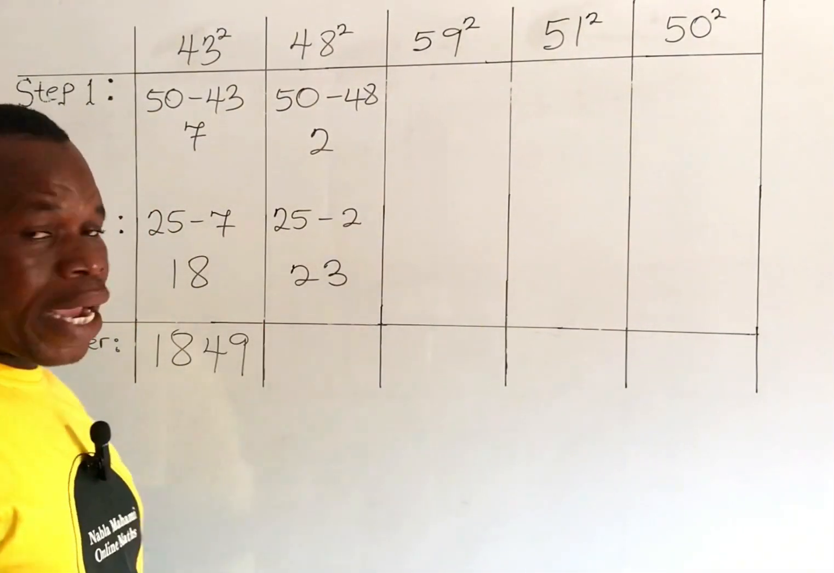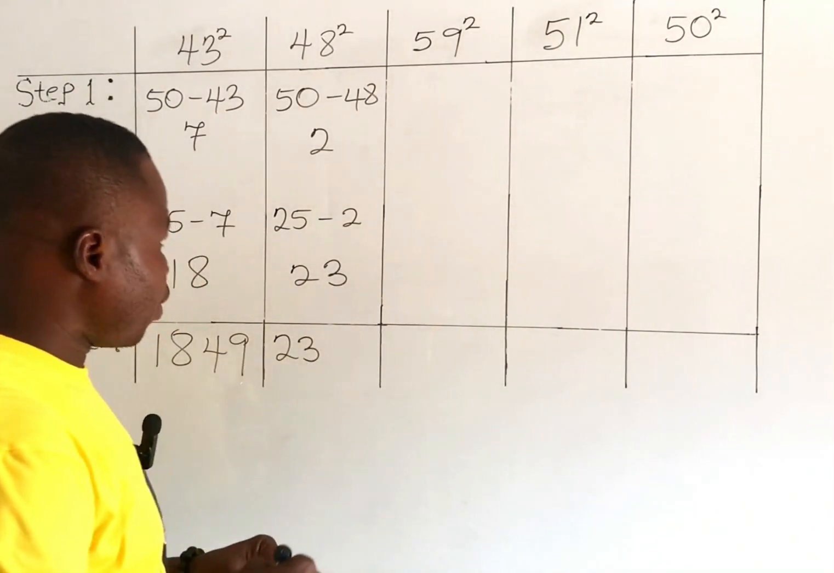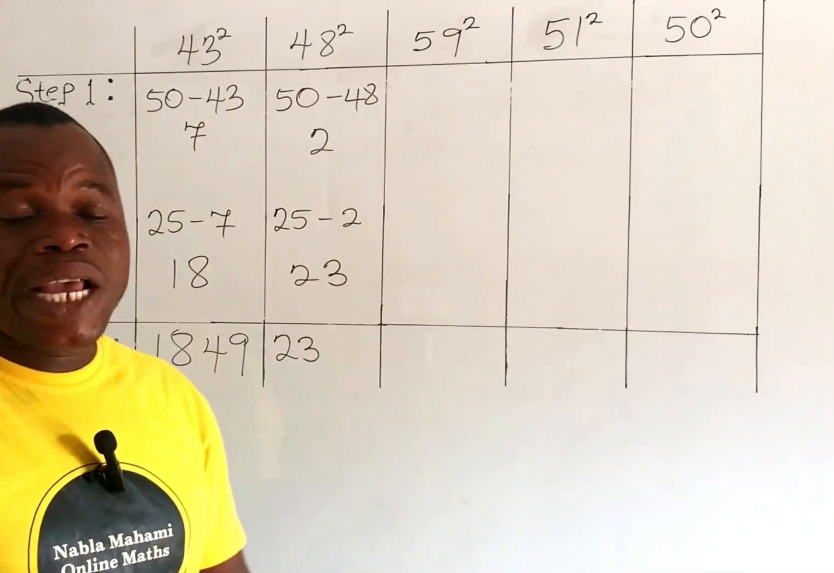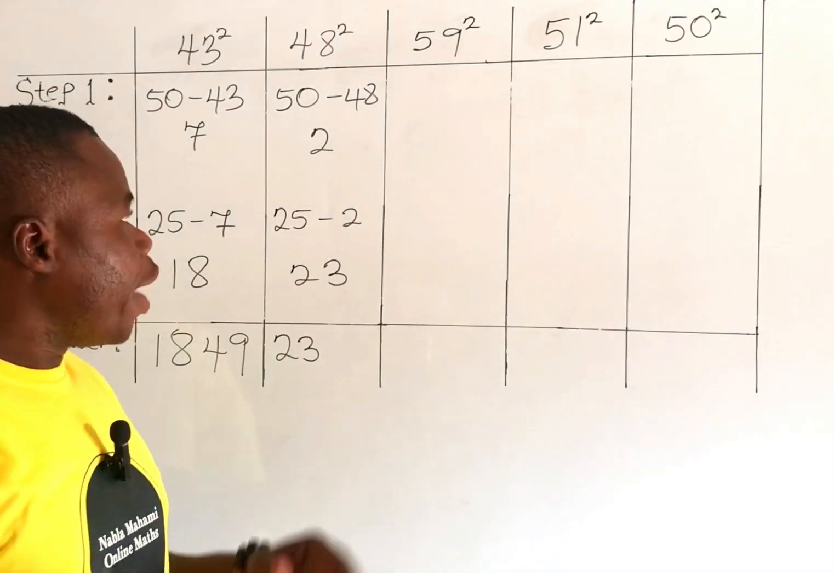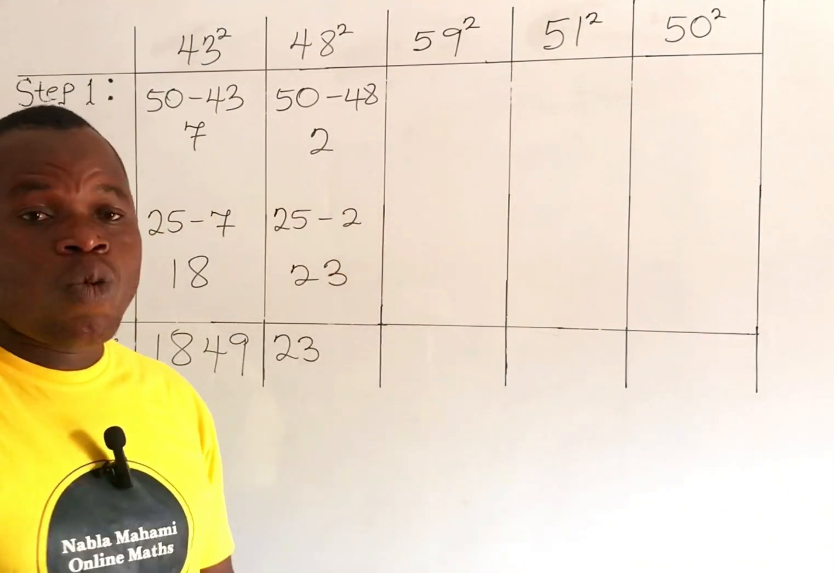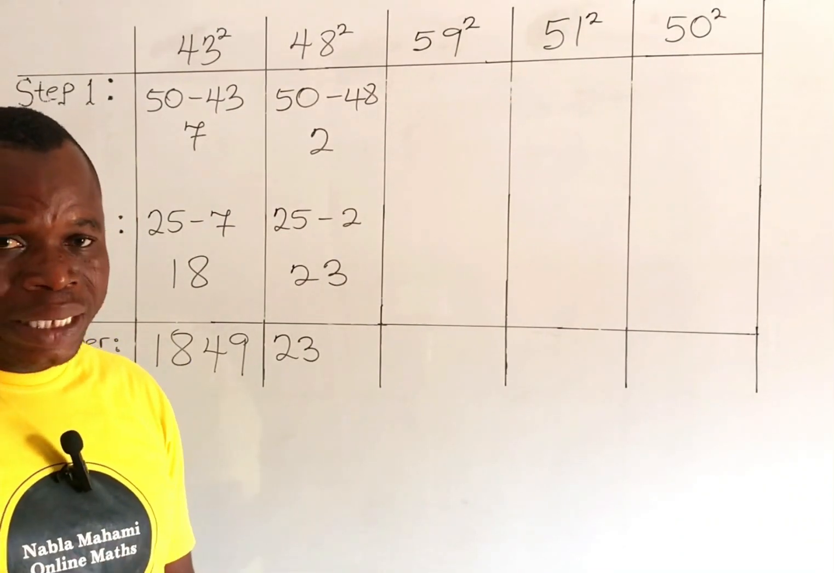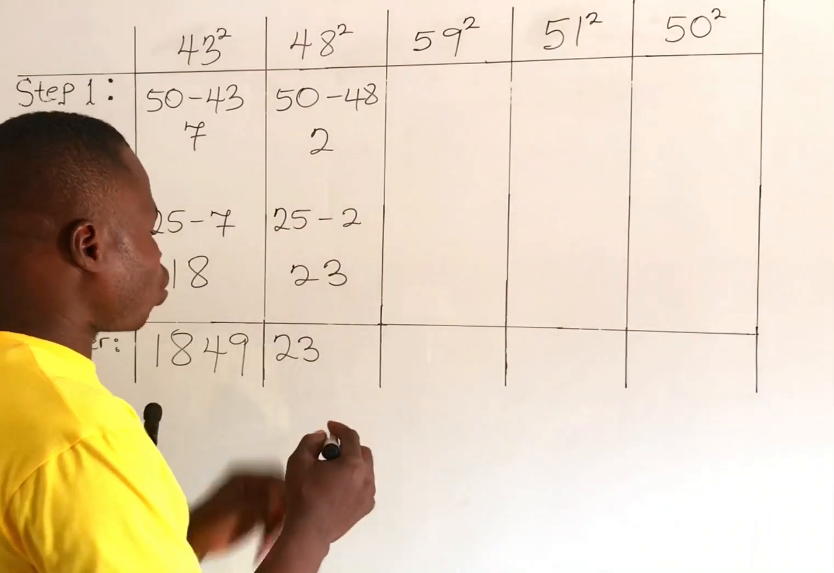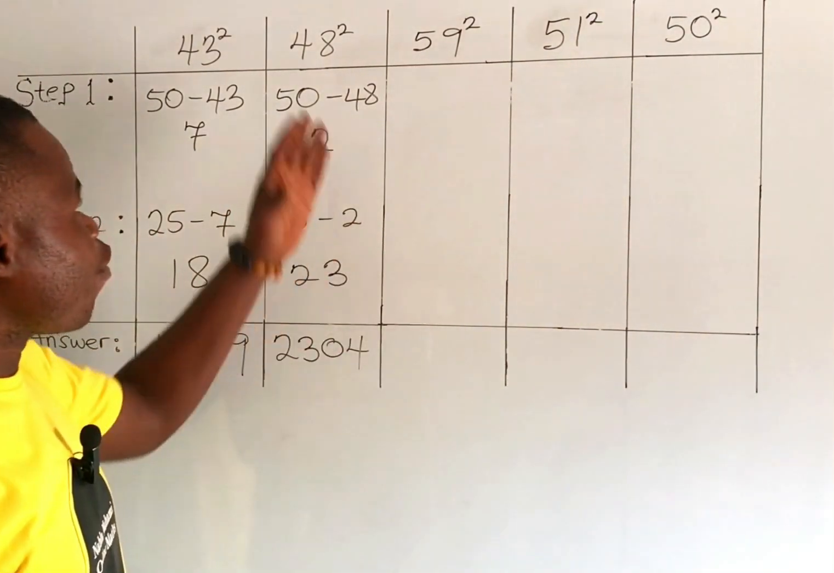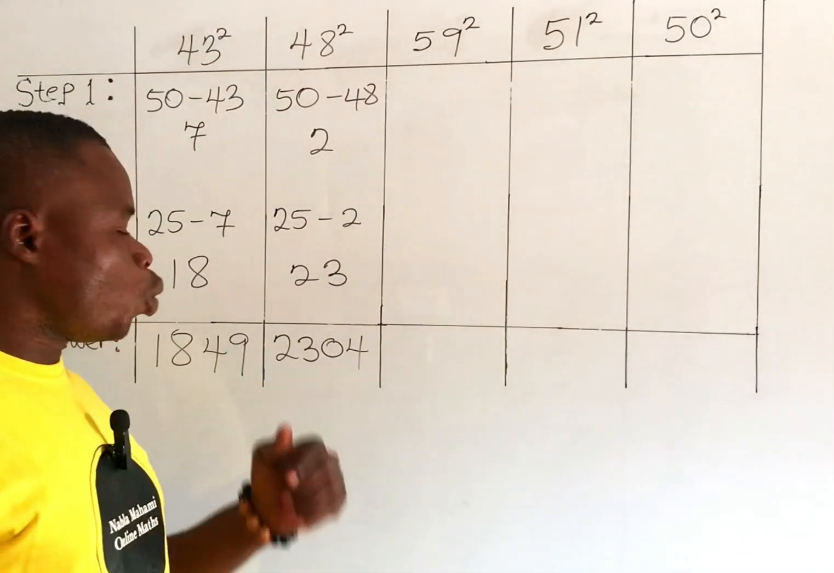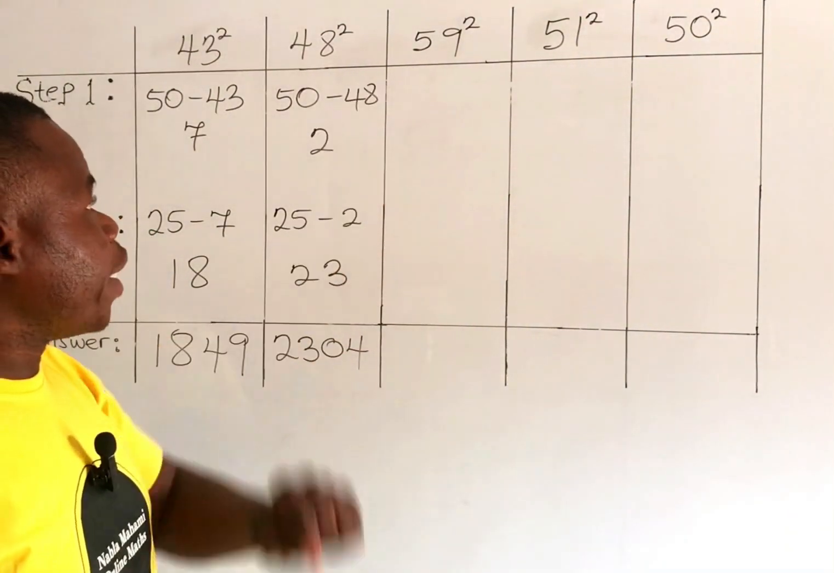Then I will now write my answer by writing the second step result down, 23. Then I will square the first result, and 2 squared is 4. And if you square the result in step 1 and you are getting a single digit, you write 0 before that single digit. So here, since 2 squared is 4, I'll write 0 and then bring the 4. That means that 48 squared is 2,304.